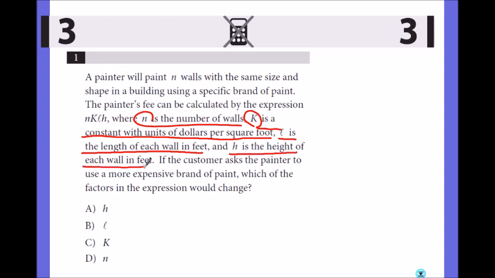If the customer asks the painter to use a more expensive brand of paint, which of the factors in the expression will change? It will be the cost per square foot, right? So k, the constant with the unit of dollars per square foot, will change, so it is K.